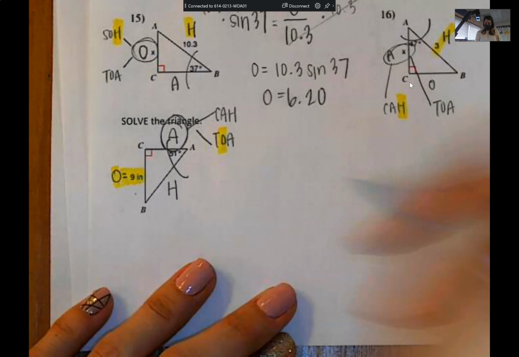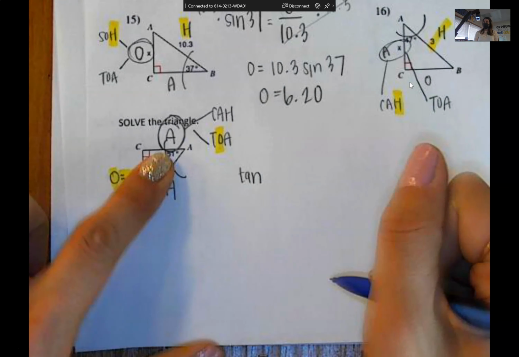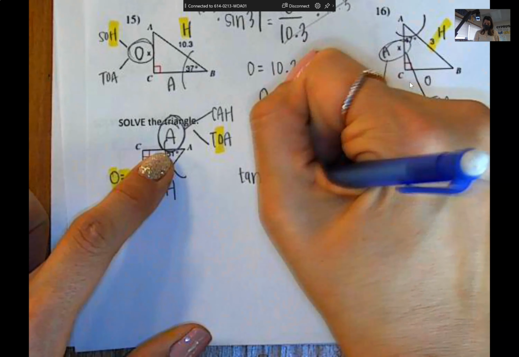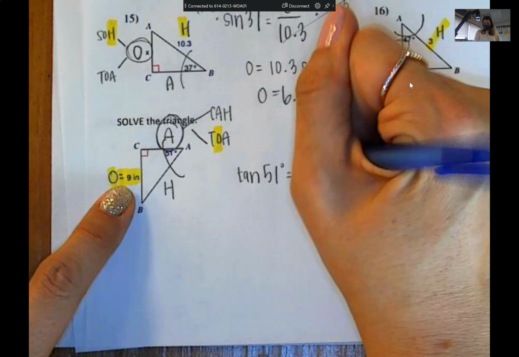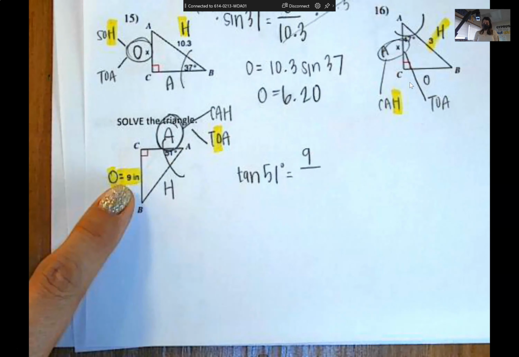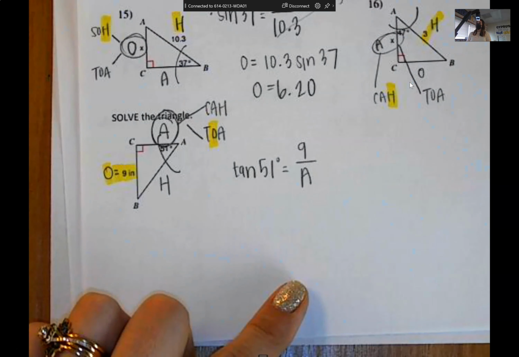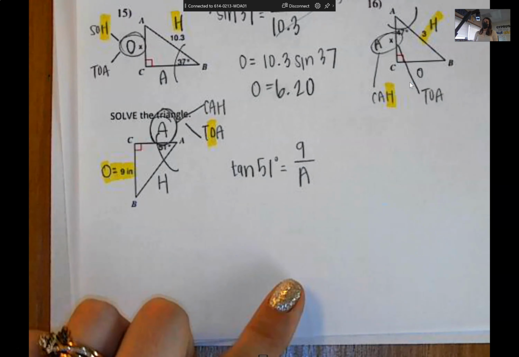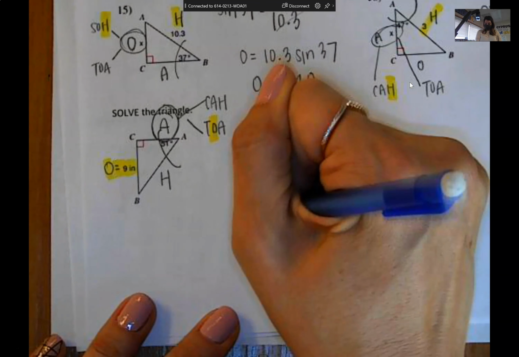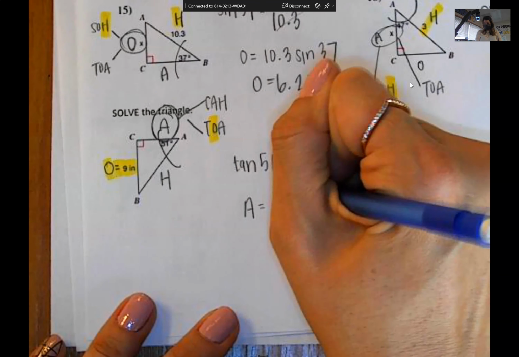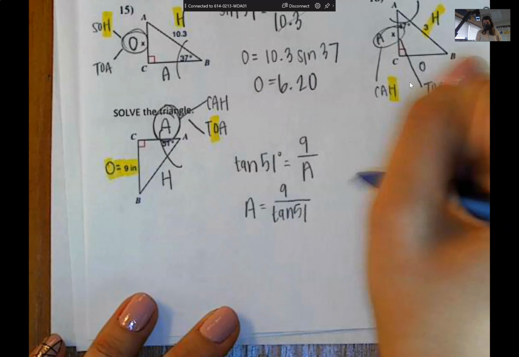So I will do tangent of the given angle, 51, equals the opposite, 9, over the adjacent. That's what I'm looking for. So this really is 9 divided by tangent 51.